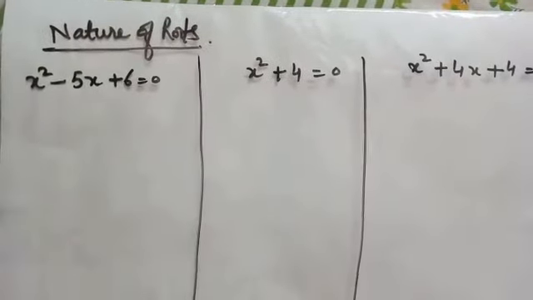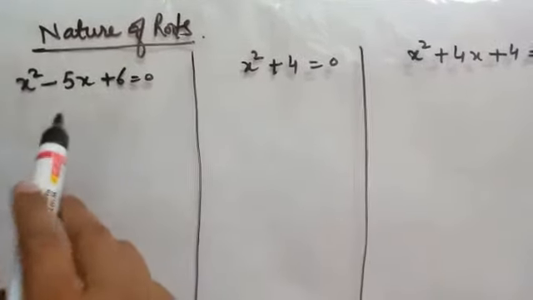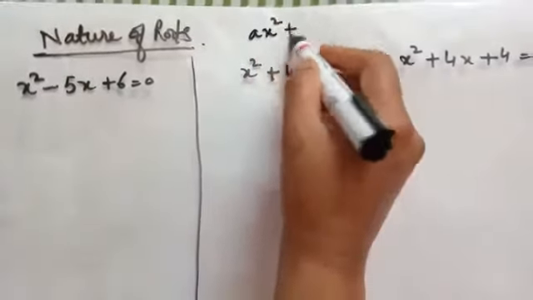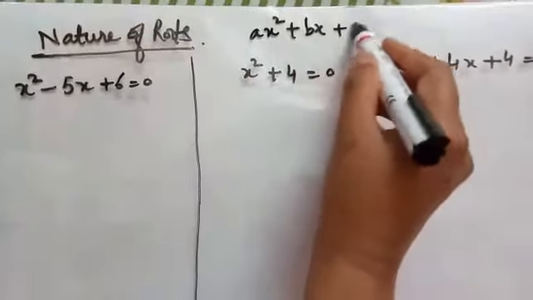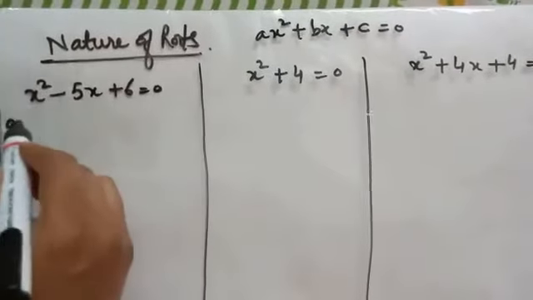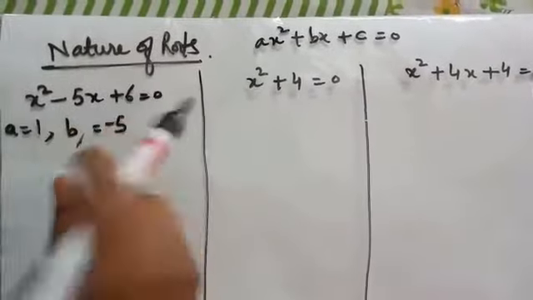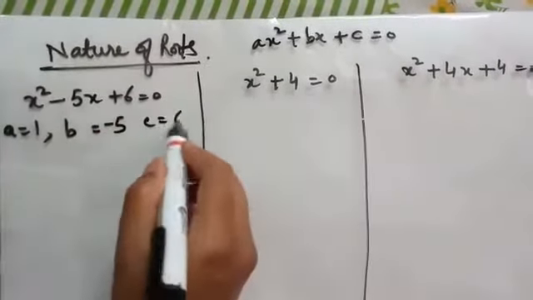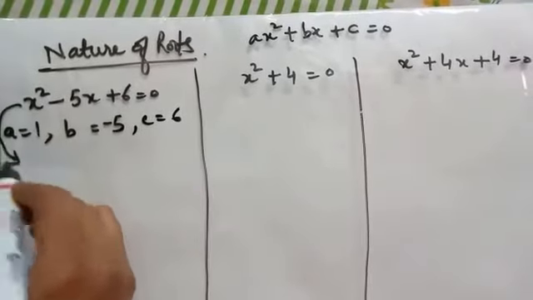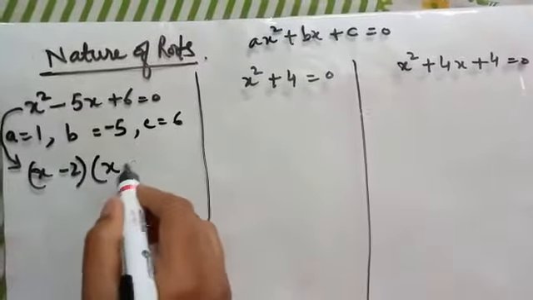In this video, we are going to understand the concept nature of roots. I have written three equations here and let us compare it to the standard form. The standard form is ax square plus bx plus c is equal to 0. So the value of a is 1, b is minus 5 and c is equal to 6. Now if we have to factorize this equation, then x minus 2 into x minus 3.